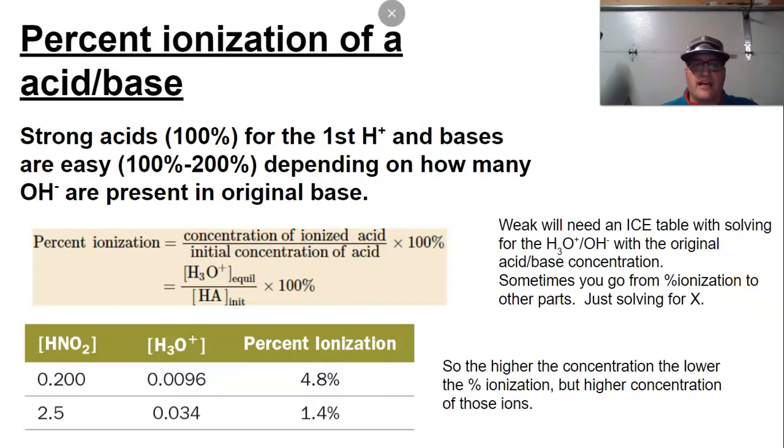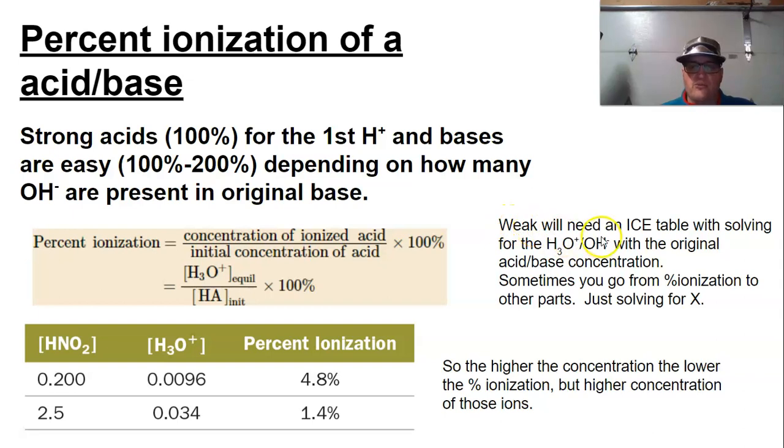And that's called percent ionization. Okay. So strong acids, 100% for the first hydrogen, right? And then the other ones are going to be so insignificant. Bases are easily 100 to 200%. And again, we're talking about this for a strong acid or base. Depending on how many hydroxides are present in the original, if you had calcium hydroxide, Ca(OH)2, then you're going to have twice the amount, right?